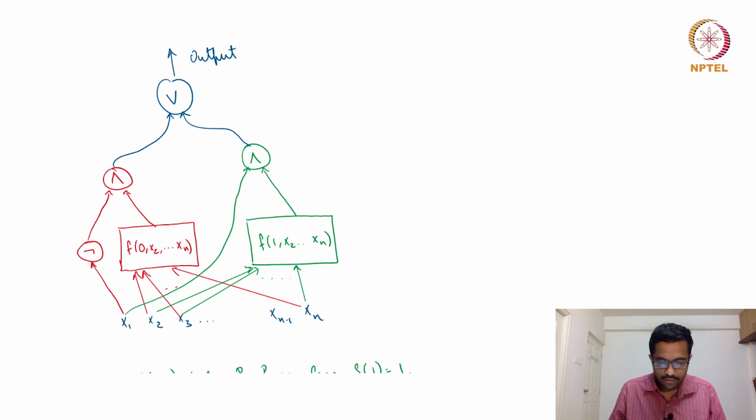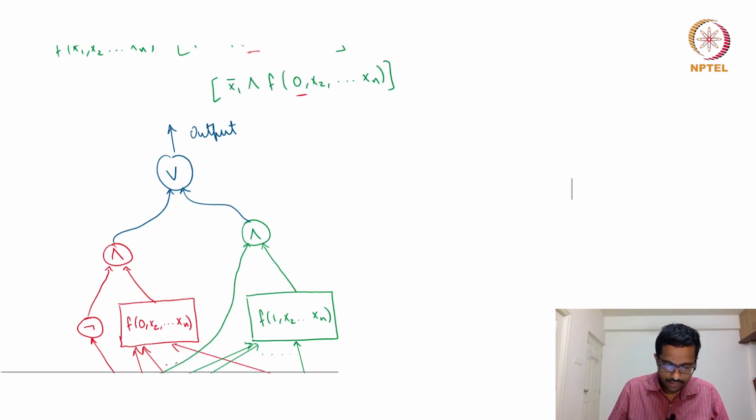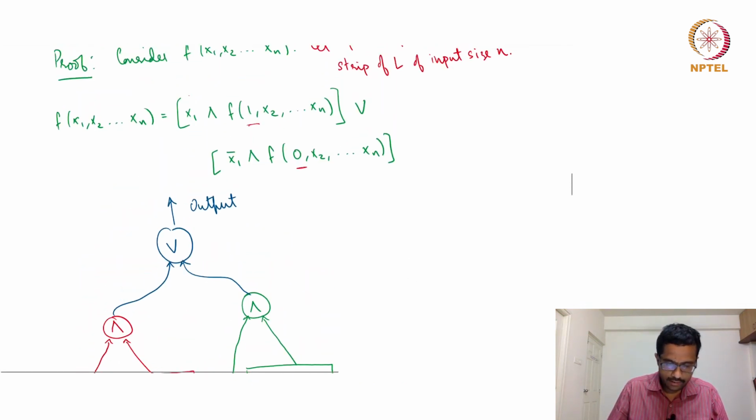Now suppose we have two black boxes. The red black box computes f(0, x2, ..., xn), and the green black box computes f(1, x2, ..., xn). These need the input x2 up to xn. They don't need x1, but they need the rest of the input bits. So we give that, and then you can easily verify that this computes exactly what we have here.